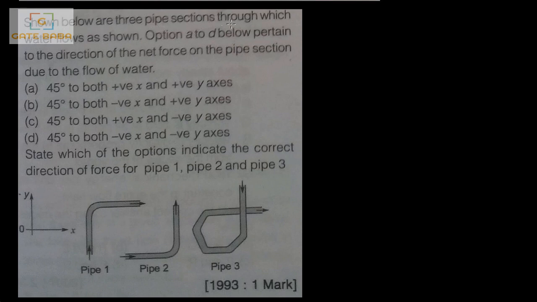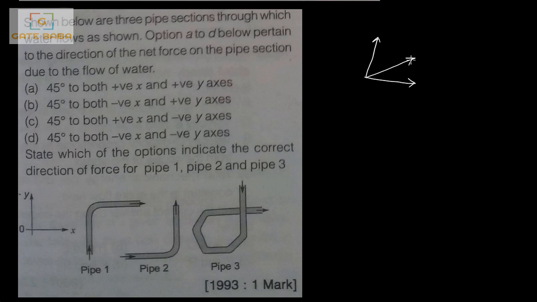Shown below are three pipe sections through which water flows as shown. Options A to D below pertain to the direction of net force on the pipe section due to the flow of water. Okay, he is asking the direction of the net force due to this flow of water. State which of the options indicate the correct directions of the force for pipe 1, pipe 2 and pipe 3. Okay, if you take the pipe 1, what is the force? In this direction some force is acting, and in upward direction also some force is acting. Okay, what will be the resultant force? That will be in this direction. That is the resultant force.